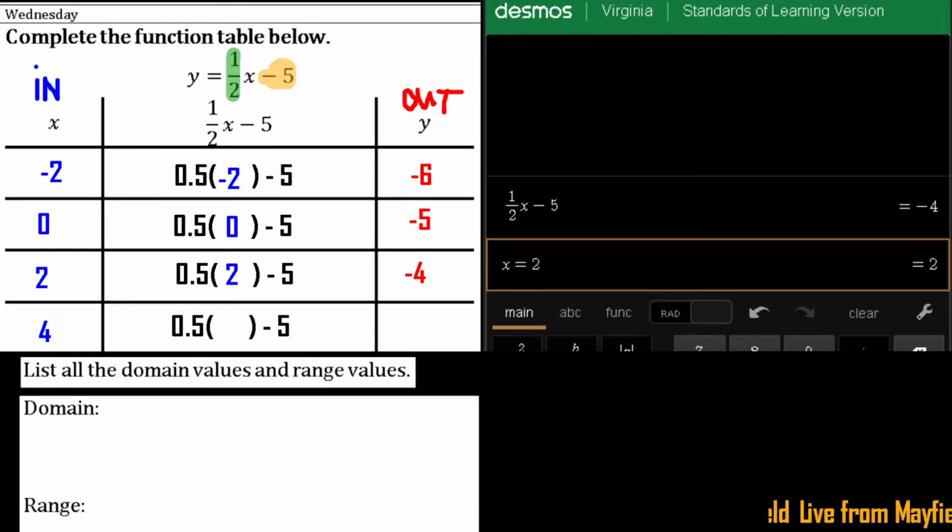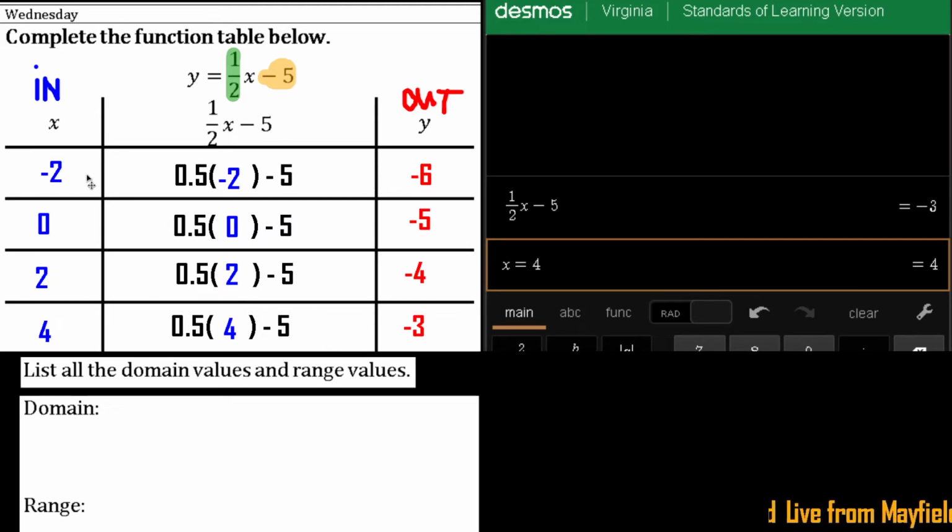And then lastly, I have +4 as my input. So I have +4 times 0.5 is 2. 2 minus 5 is -3. Alright, so far so good.